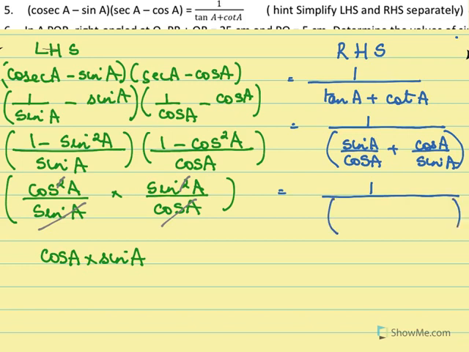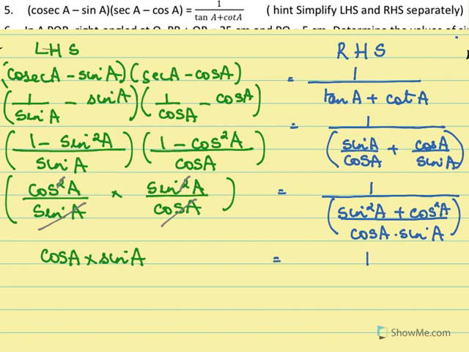In the denominator, I find the LCM. And the LCM is cos A sin A. So here will come sin A, so it will become sin square. And this will be cos square. Let me just explain the LCM part. So you know the LCM is cos A sin A. So I got to multiply this by sin A and this also by sin A. Here again I have to multiply this by cos A and this also by cos A.